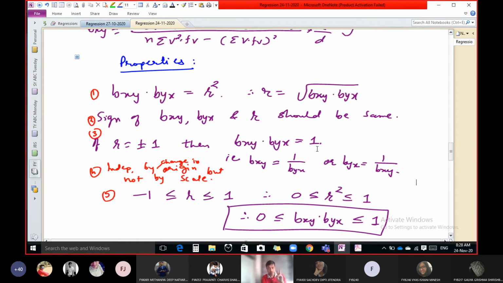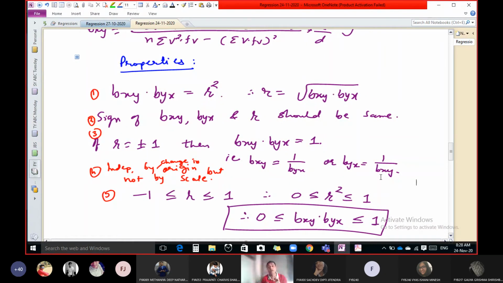So when r equal to plus or minus 1, we get bxy into byx equal to 1. Or you can say that bxy equal to 1 upon byx, or byx equal to 1 upon bxy. That means if r equal to plus or minus 1, two regression coefficients, sorry, not lines, two regression coefficients are reciprocal to each other, and that is why two regression lines are always perpendicular. So if r equal to plus or minus 1, we get two regression lines perpendicular.